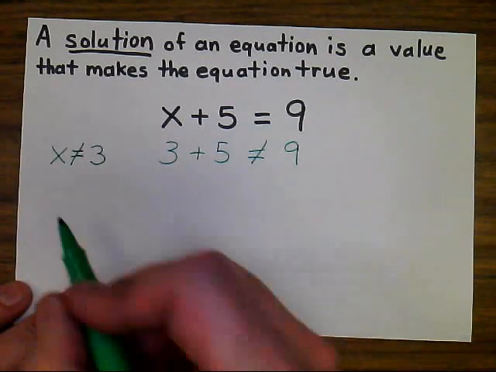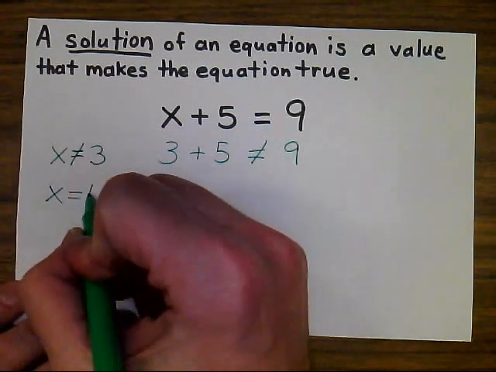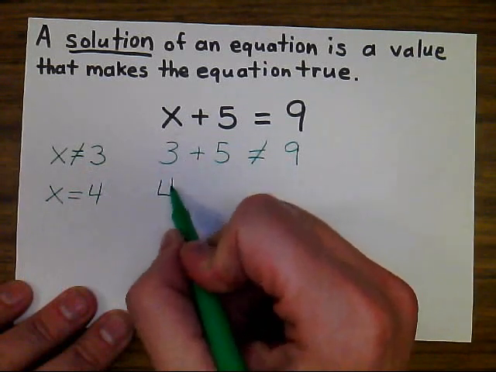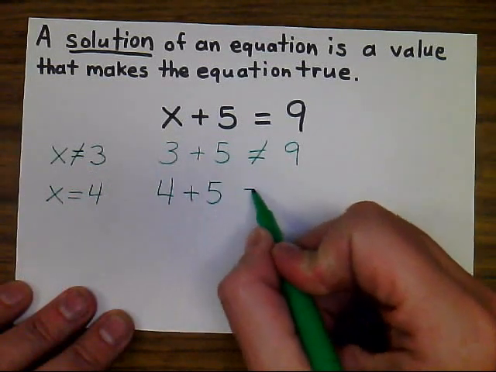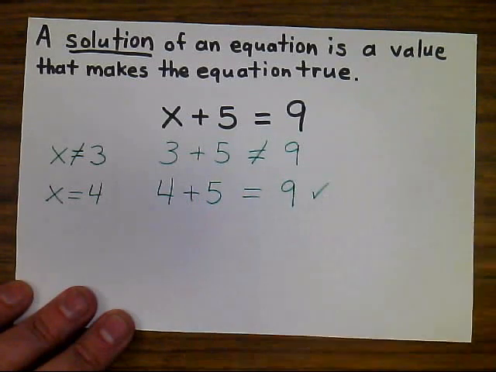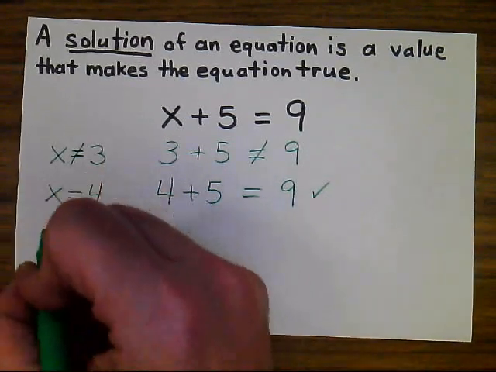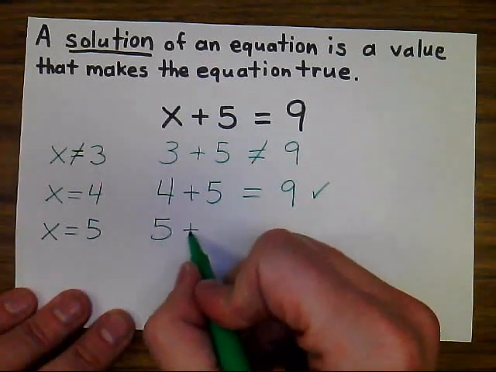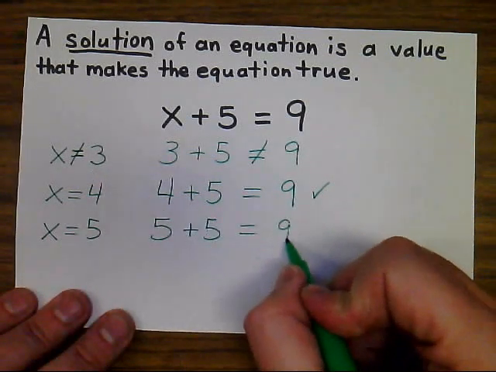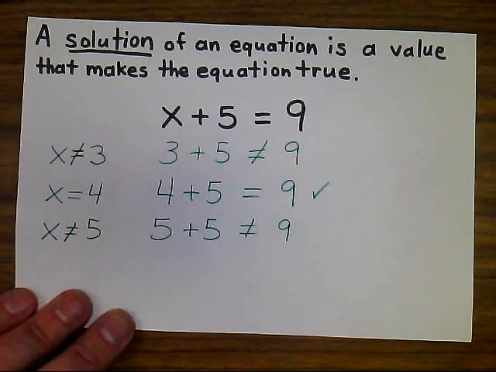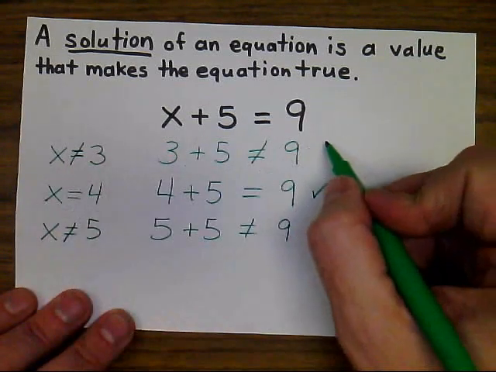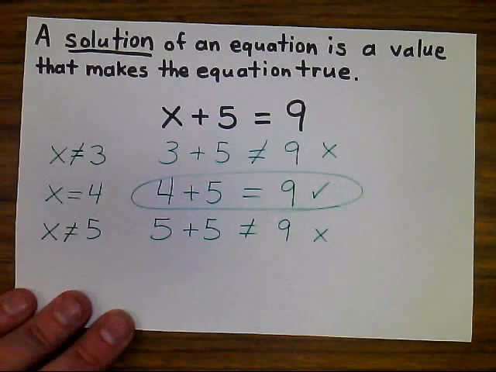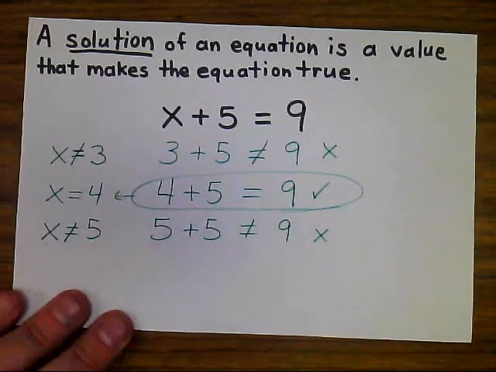Well, I might say, well, is x equal to 4? And we all know that it does. But if we plug in that value, 4 plus 5, well, that does equal 9. And if we were to again try x equals 5, we substitute that value in, 5 plus 5 does not equal 9. So no, x does not equal 5. So x does not equal 3, x does not equal 5, but it does indeed equal 4. So that's the answer we're looking for there.